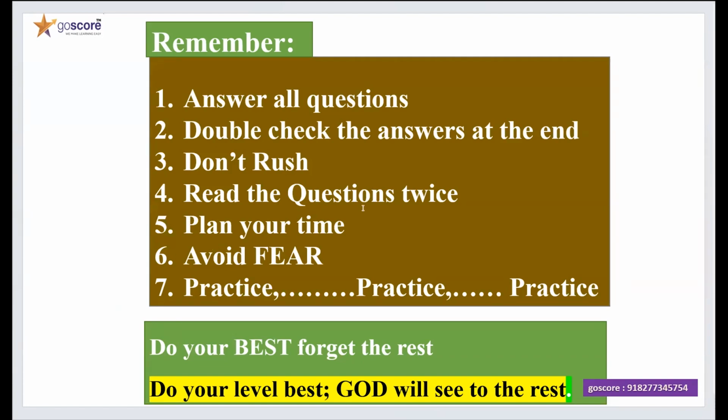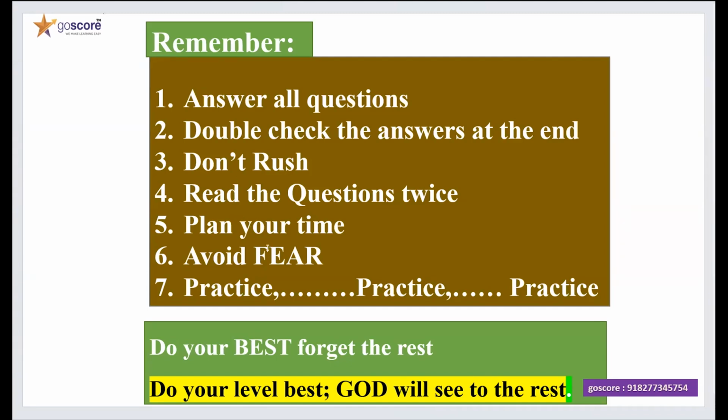Think and use it. Then double check the answers at the end. After finishing all the answers, just recheck whether you have completed all the questions. If you left any questions, then answer them. Then don't rush, okay? Read the questions twice. As we have done here, you need to read questions two times, because when you read a question once, you may not understand what you need to identify. Read twice, okay? It will not take much time. Read twice and understand what you need to find out from the particular paragraph.